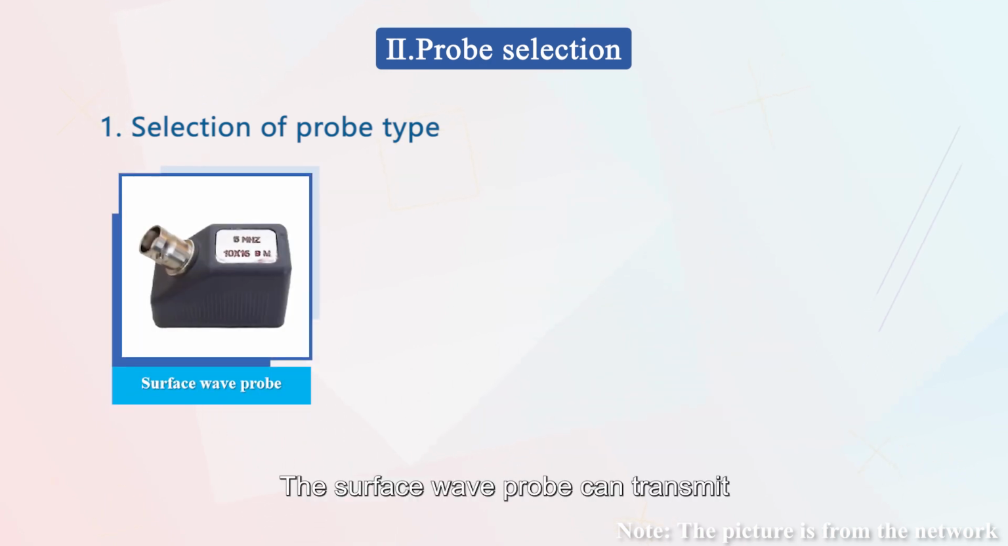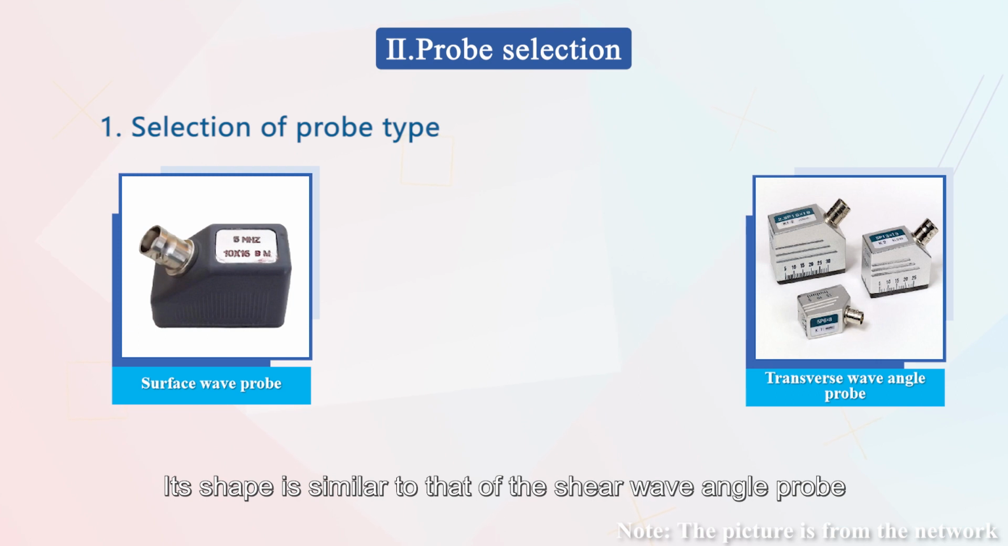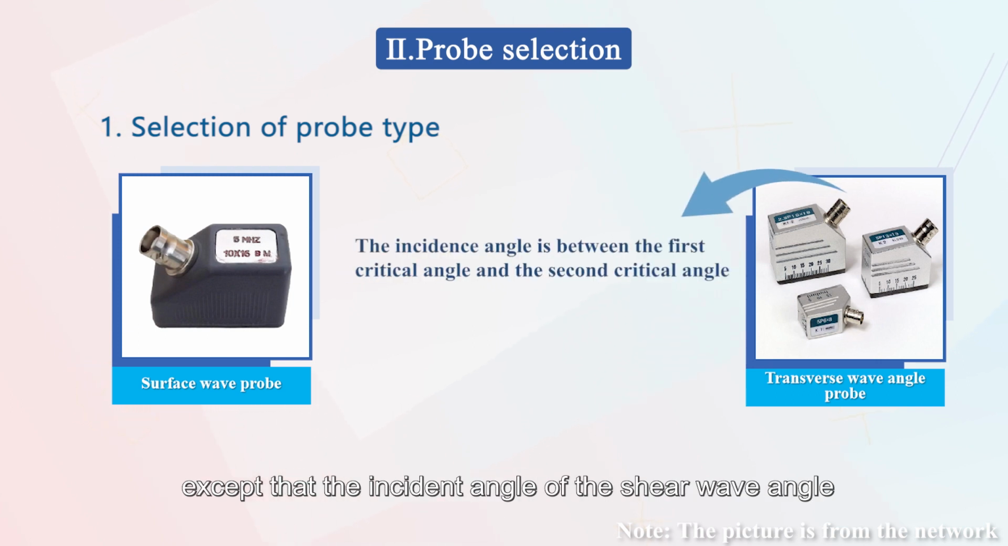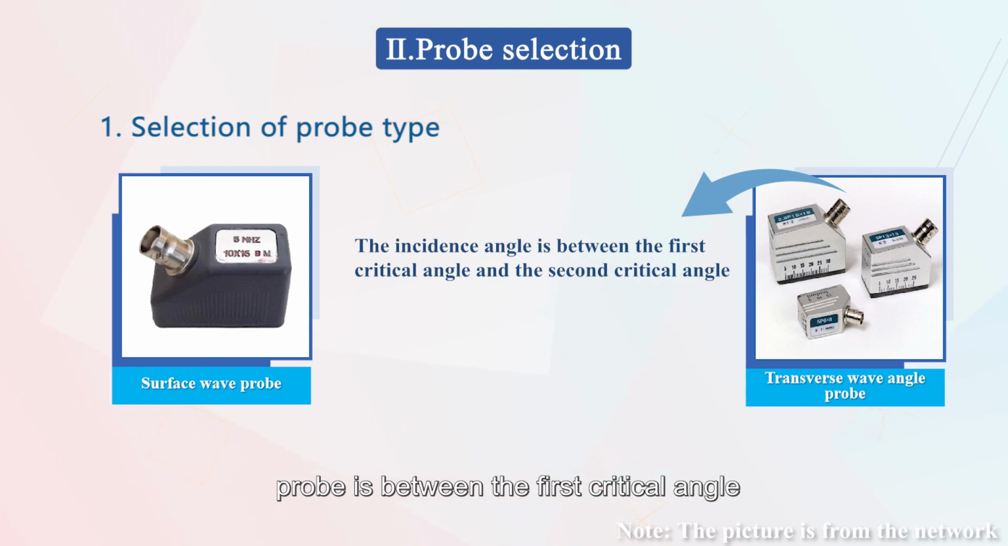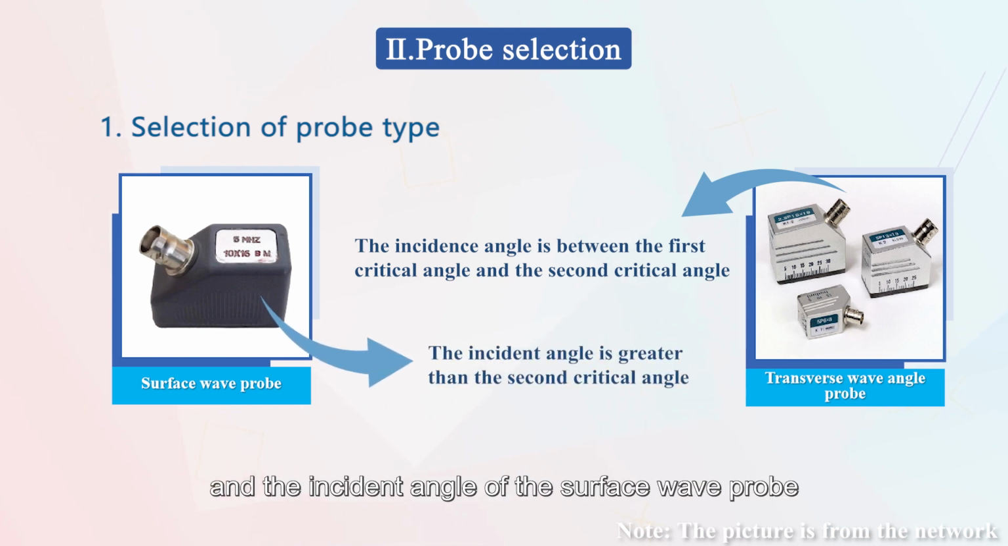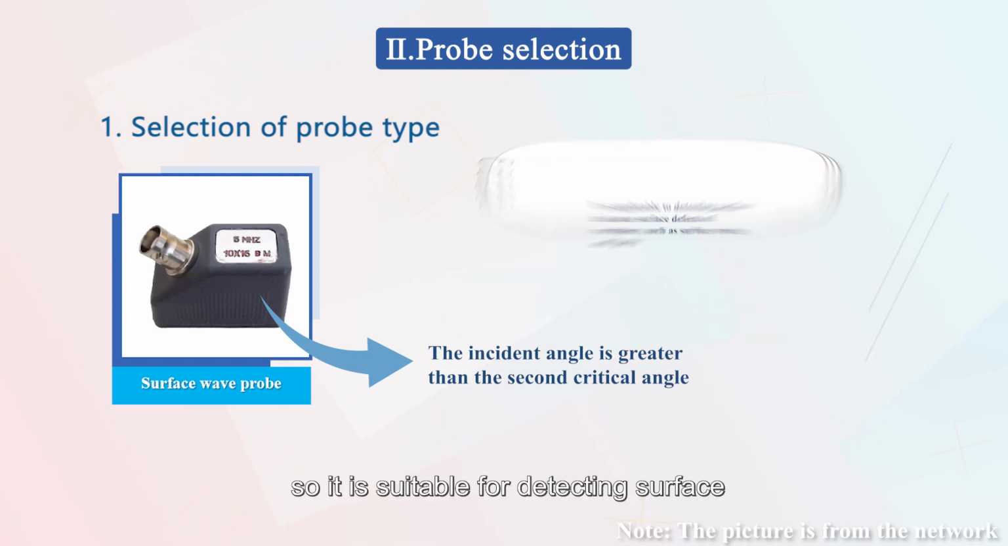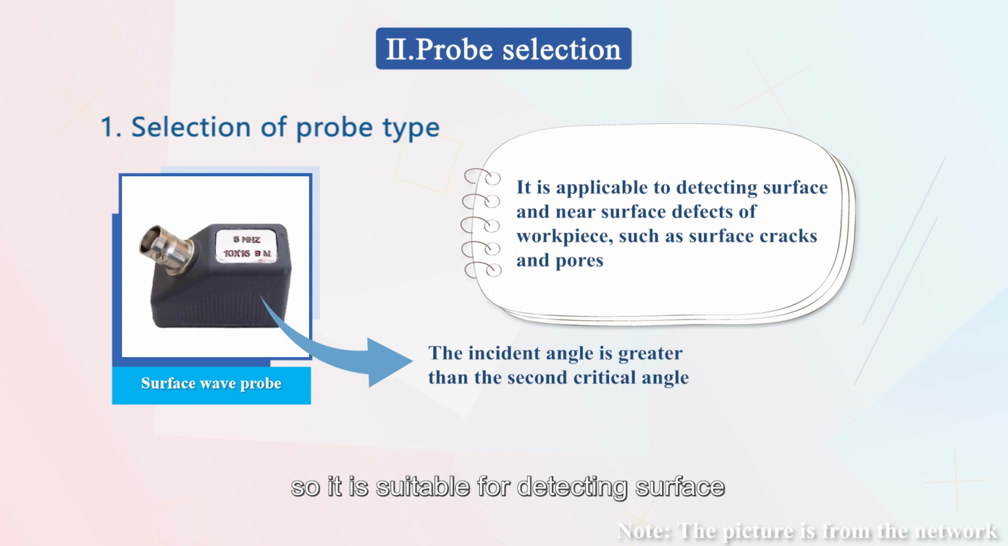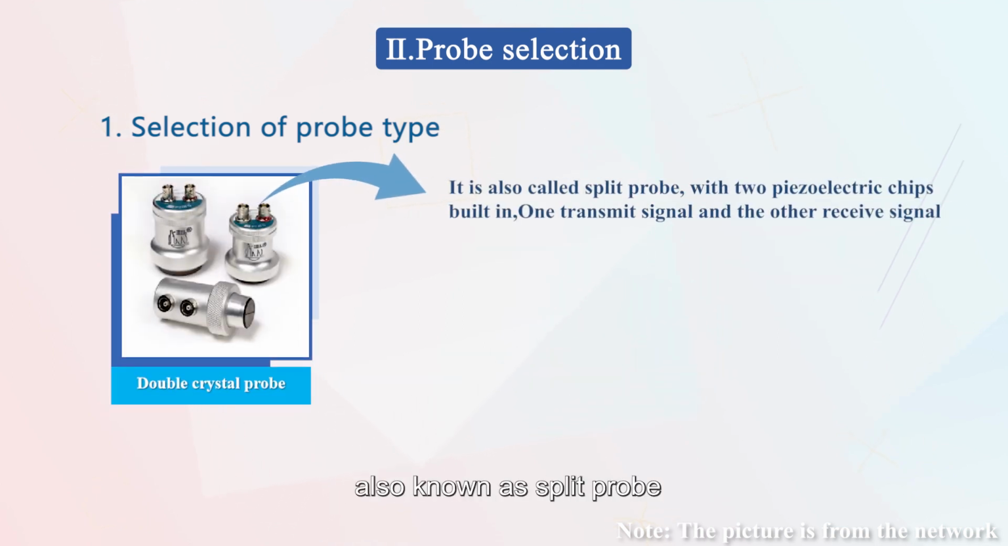The surface wave probe can transmit and receive surface waves. Its shape is similar to that of the shear wave angle probe, except that the incident angle of the shear wave angle probe is between the first critical angle and the second critical angle, and the incident angle of the surface wave probe is larger than the second critical angle, thus generating surface waves propagating along the workpiece surface. So it is suitable for detecting surface and near-surface defects of the workpiece, such as surface cracks and pores.